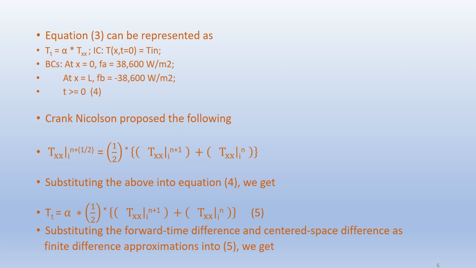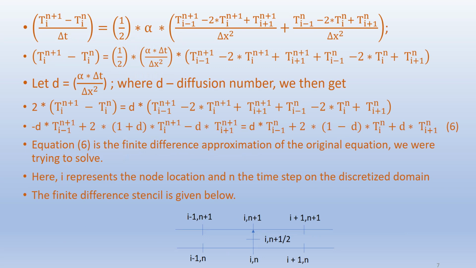Substituting the forward time difference and centered space difference as finite difference approximations into equation 5, we get (Ti n plus 1 minus Ti n) over delta t equals half times alpha times [(Ti minus 1 n plus 1 minus 2 times Ti n plus 1 plus Ti plus 1 n plus 1) over delta x square plus (Ti minus 1 n minus 2 times Ti n plus Ti plus 1 n) over delta x square].